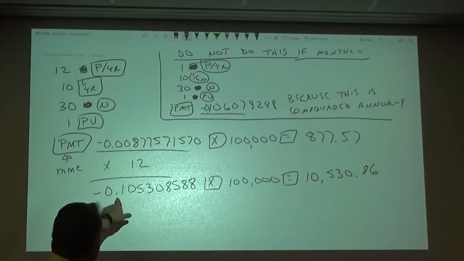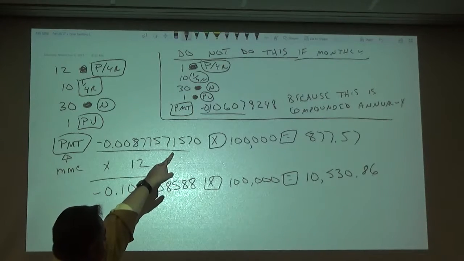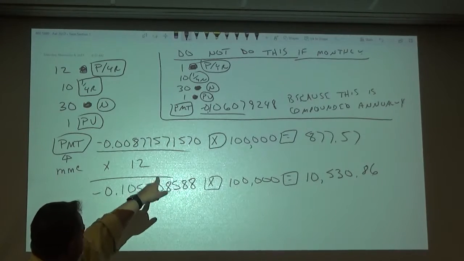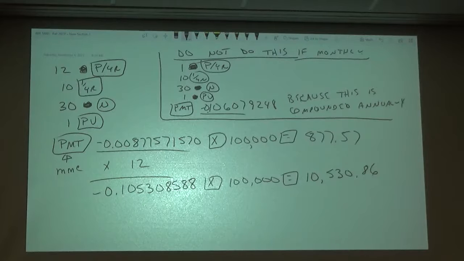So instead of 0.105308588, you're going to get 0.1006. So you're going to see you're already, for a $100,000 loan, off by about $100. Charge more interest. Right. Okay. All right. Moving forward.